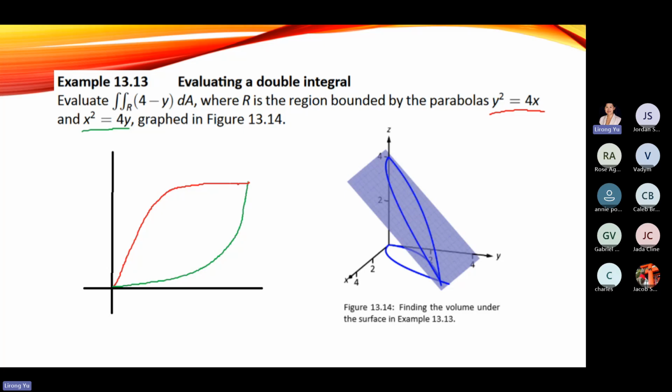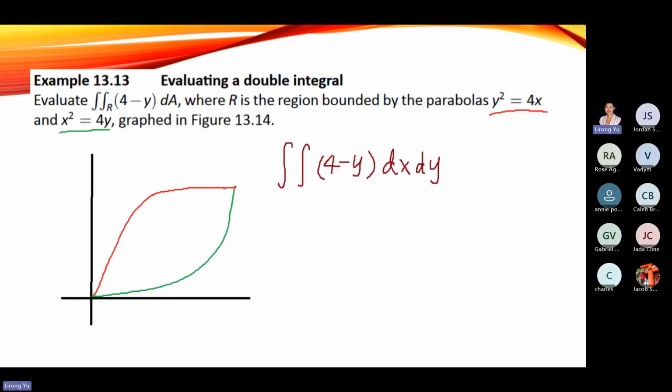So what do we do? We can graph them. If you graph y squared equal to 4x, it's the red curve that we have. It's the upper boundary. Now x squared equal to 4y is the lower boundary. So our integration region is the region within these two boundaries. Okay, so we were supposed to integrate this function. We integrate 4 minus y on this integration region.